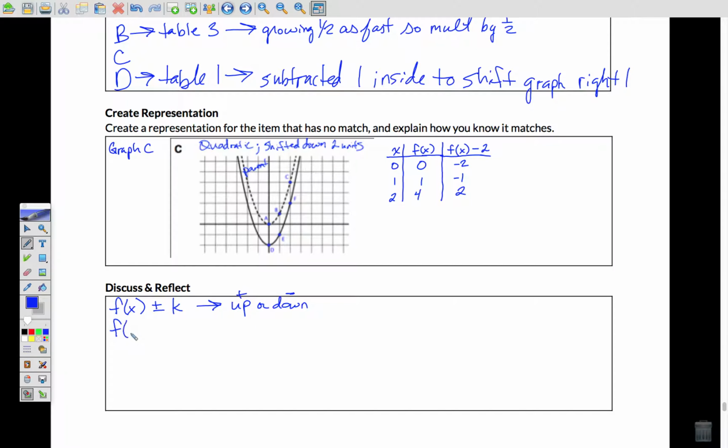If I do something inside the grouping symbol before the operation, so before I square it, before I do the exponent, before I take the absolute value, before I square root it, that's going to be that. So this is the vertical change.